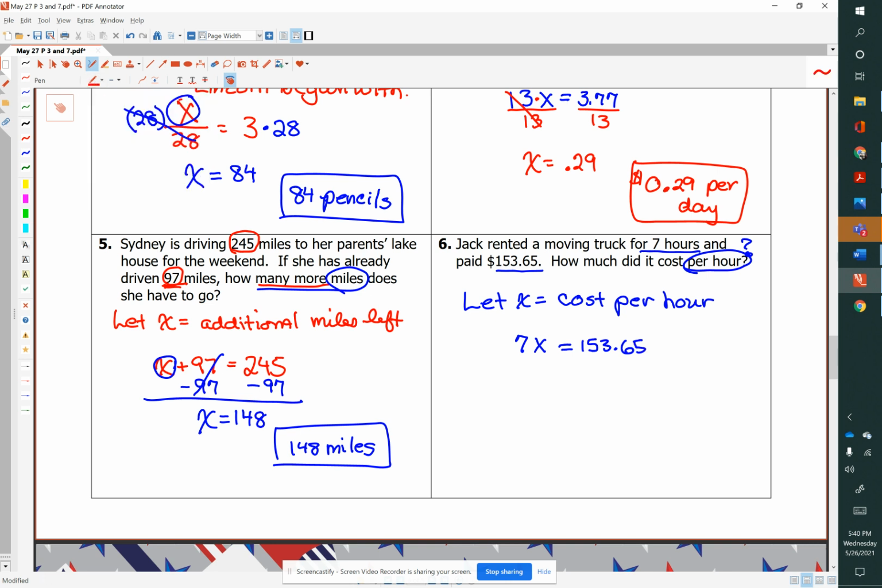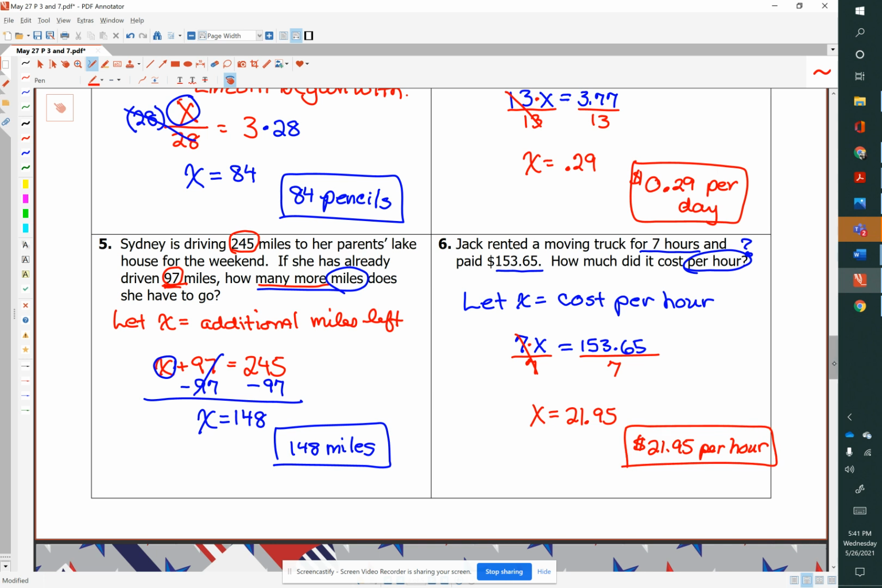So we want to isolate x, which is being multiplied by 7. So we'll divide by 7, but whatever we do to one side, we do to the other. And that means that x equals $153.65 divided by 7, which is $21.95. So the cost per hour is $21.95 per hour.